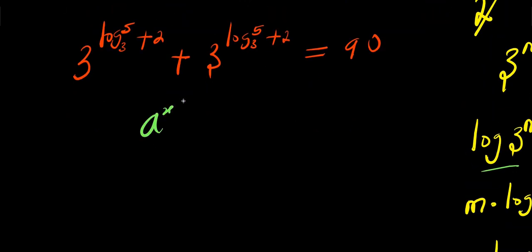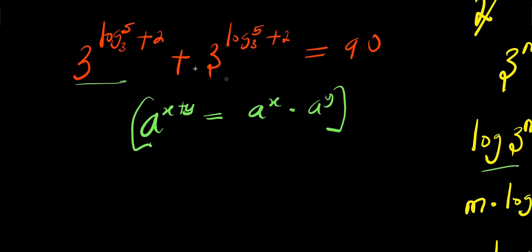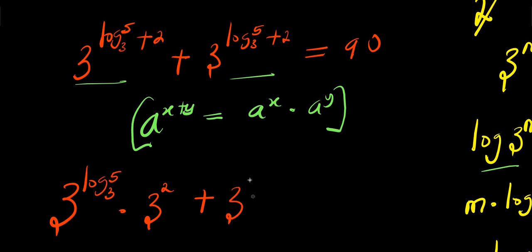If you have a power x plus y equals a power x times a power y. Applying that here and here, we have 3 power log 5 to the base of 3 times 3 power 2 plus 3 power log 5 to the base of 3 times 3 power 2 equals 90.